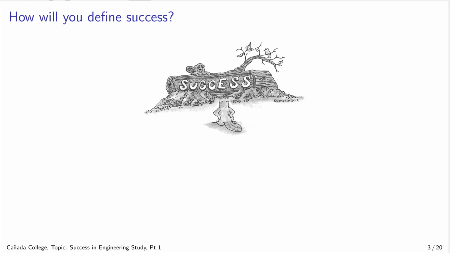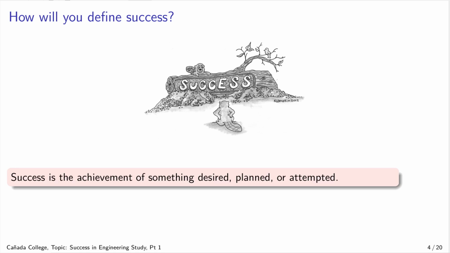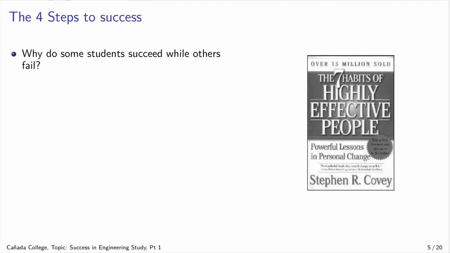The first thing to understand is, how do you define success? Without understanding the definition of success, it's going to be difficult to achieve it. So you may take a moment here, pause, and think about what success means in your own mind, and then come back and see how we define it. Well, it turns out that in order to be successful, you should have planned to achieve something. And so it's the achievement of something that you desired, you had planned, or you had attempted, that will define success.